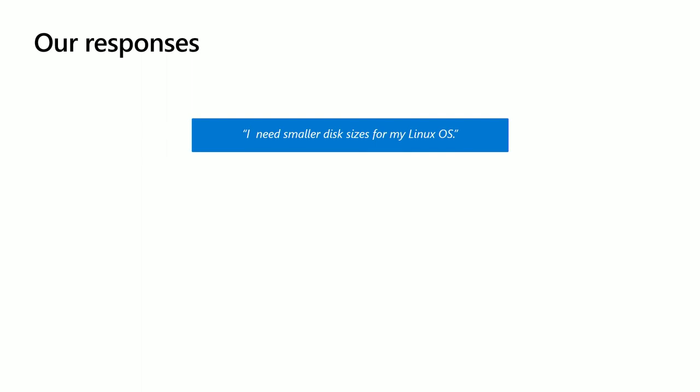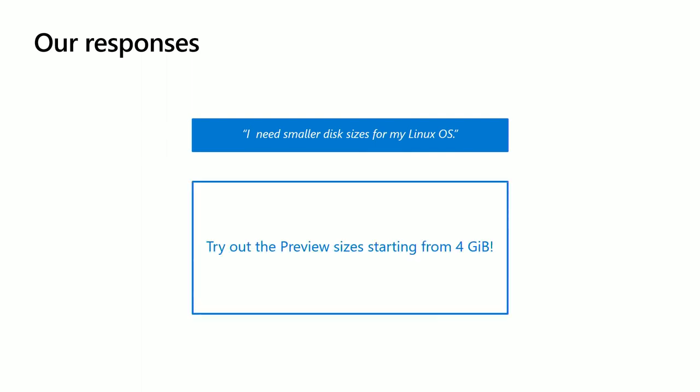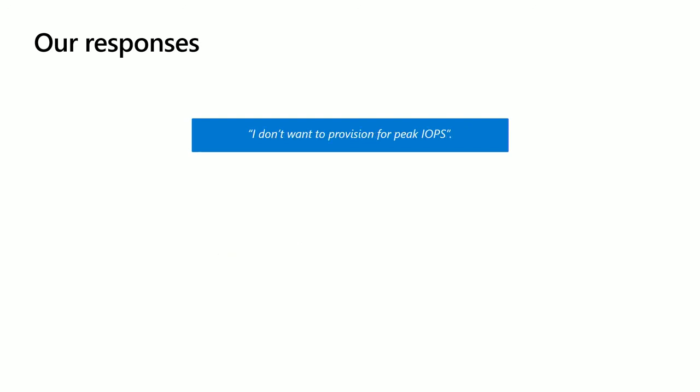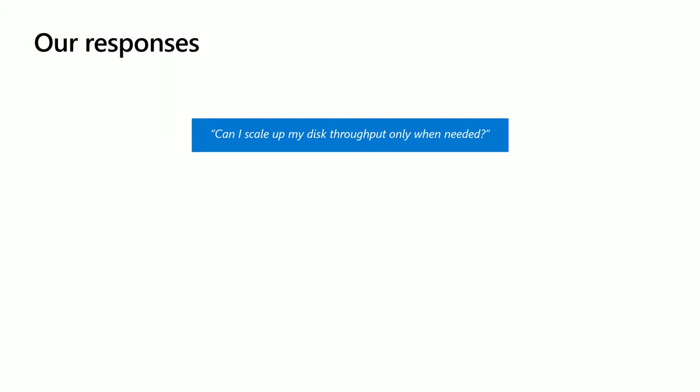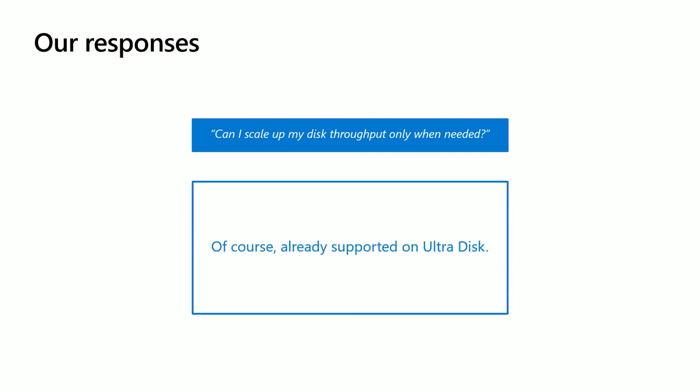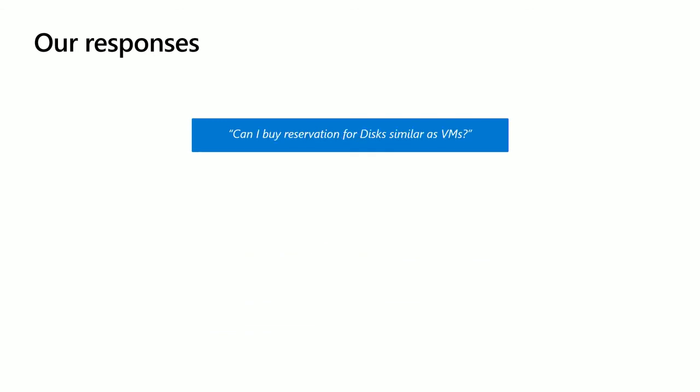I need smaller disk sizes for my Linux OS. Try out our preview sizes, starting from 4 GB. I don't want to provision for peak IOPS. Why not evaluate the new bursting capability? Basically, you're getting a performance boost without paying any extra. Can I scale up my disk throughput only when needed? Of course, we already support dynamic scaling on Ultra disks.